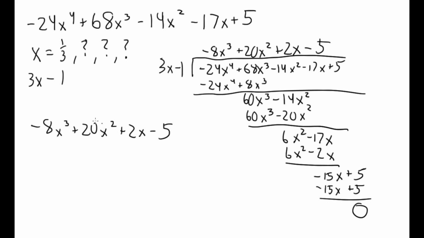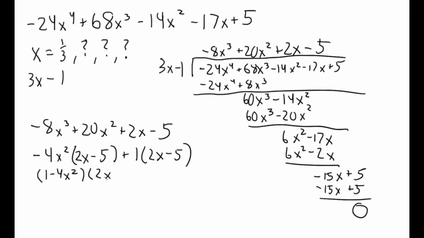We say, what can we factor out of the first two terms? We can factor out negative 4x squared, and we'll be left with 2x minus 5. And what can we factor out of here? We can factor out nothing, which means we'll also be left with 2x minus 5. So now we have terms of 1 minus 4x squared and 2x minus 5. This is, of course, set equal to 0 if we're finding roots.